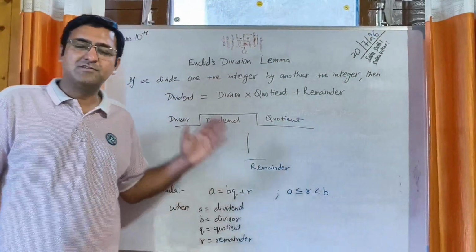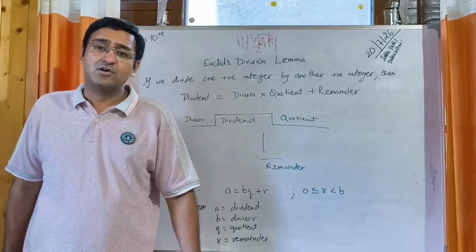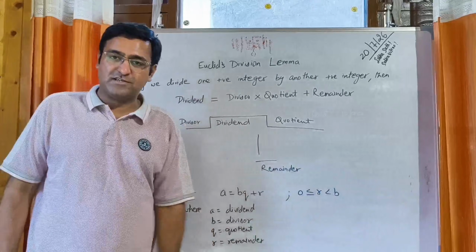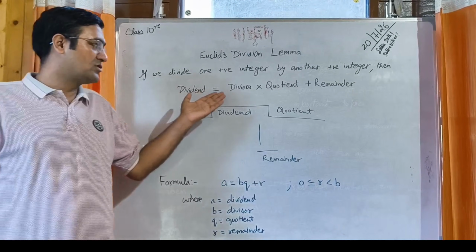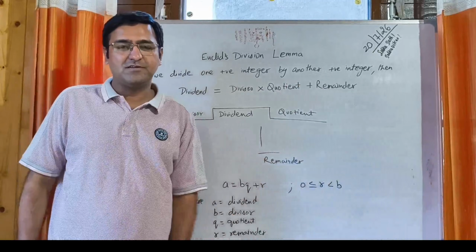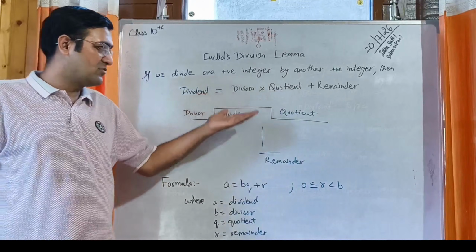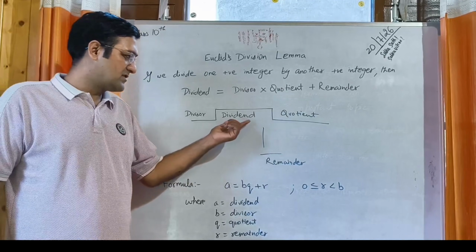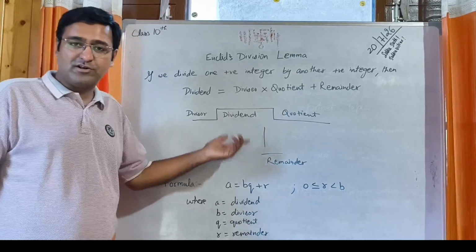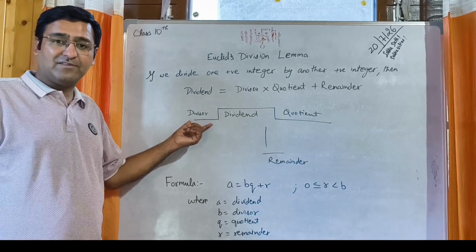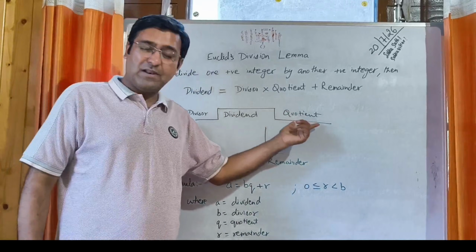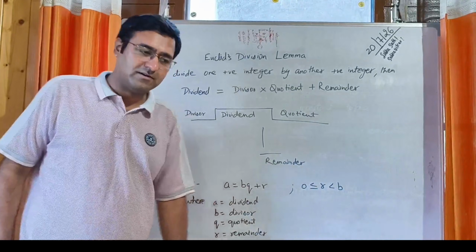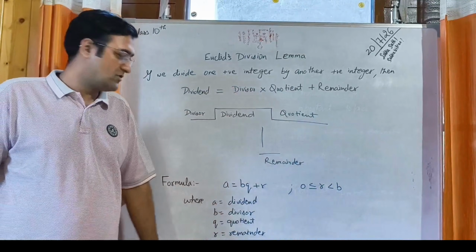So our first topic is Euclid division lemma. Euclid says if we divide one positive integer by another positive integer, we get dividend equals divisor into quotient plus remainder. You can remember this equation from lower classes also when you did long division. The value written inside this symbol is called dividend. The value we are dividing with is called divisor. What you are multiplying with is quotient, and whatever is left at the end is called remainder. So in this way you can remember this equation.